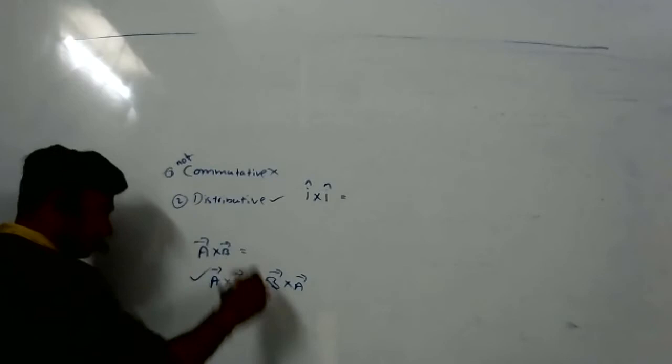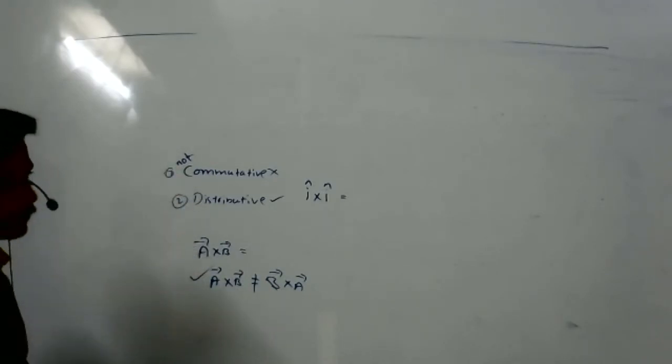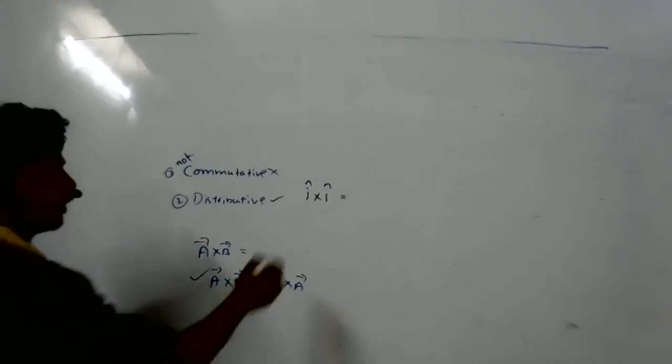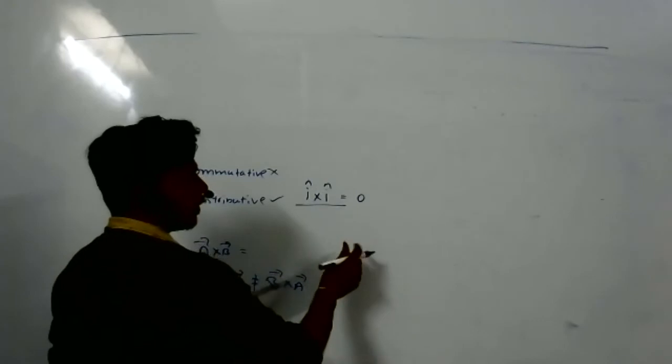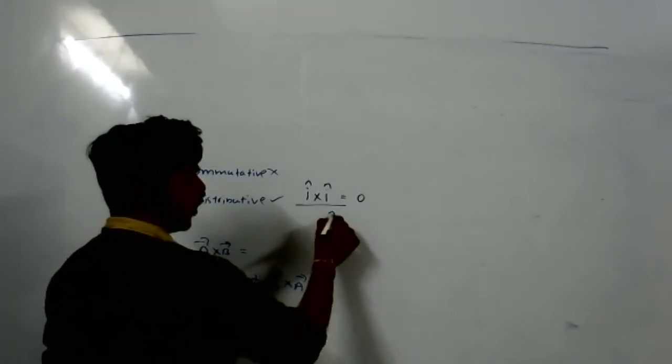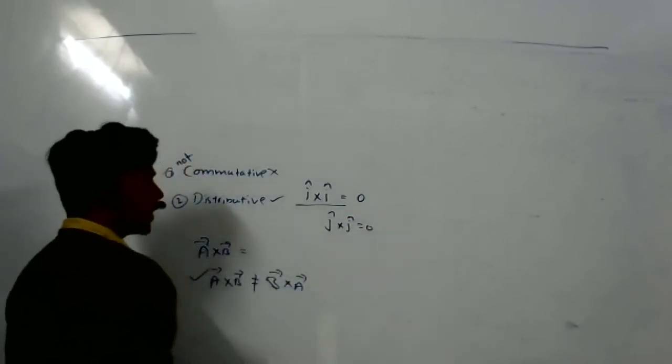This is the first one, it is not commutative. The second one is i cap cross i cap, how much? 0. j cap cross j cap is 0. Zero. That's what we have discussed. That is the second one. Third one.